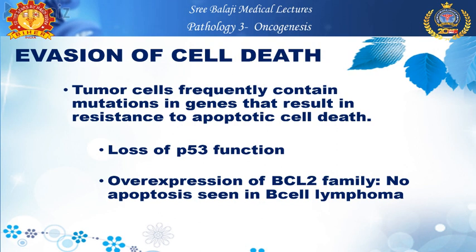How does the cell then evade cell death? So cell death is evaded. Tumor cells frequently contain mutations in genes that result in resistance to apoptotic cell death. There is loss of p53 function and there is an overexpression of the BCL2 family. No apoptosis is seen in B-cell lymphoma.